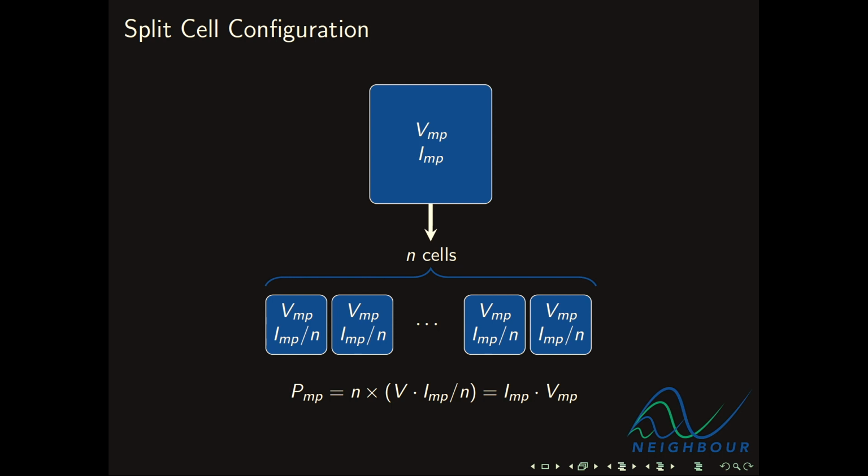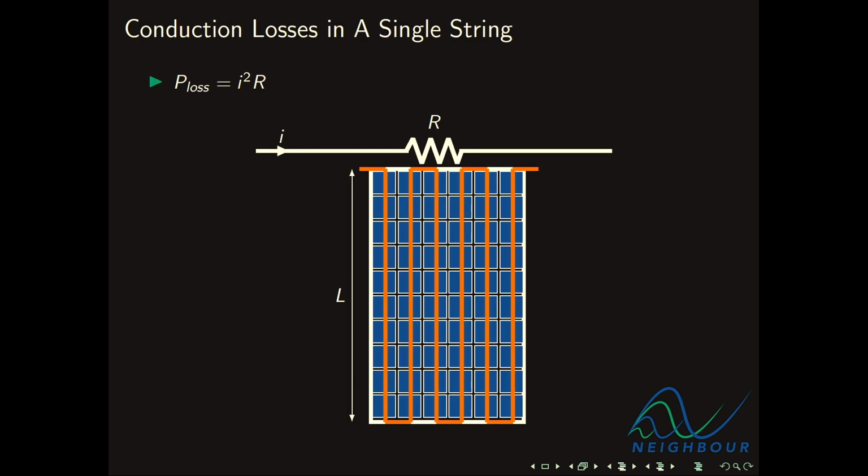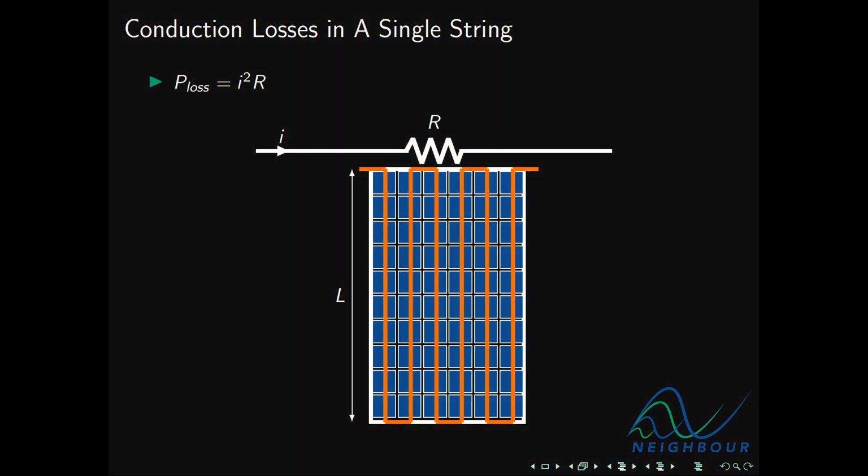So what are the benefits of split cells? One of the benefits is that they enjoy much lower conduction losses. This is a single string of 60 cells. As you can see, if you're going to connect everything in series, you need to run down, across, and then up, and so on and so forth. The point here is you have to run the entire length of the module.